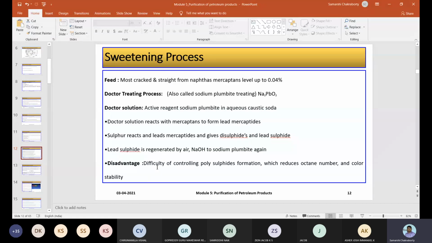The disadvantage of this particular process is that it is difficult to control polysulfide formation, and because of this treatment, the octane number as well as the color stability of your final product deteriorates significantly. That is one of the negative aspects of this doctor treating process for removal of sulfur from your petroleum products.